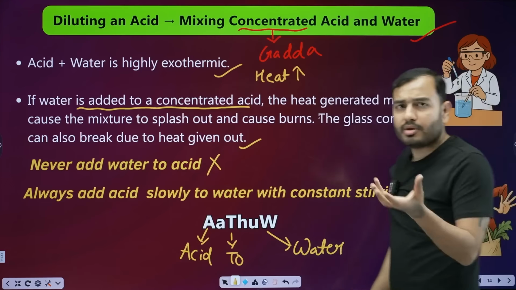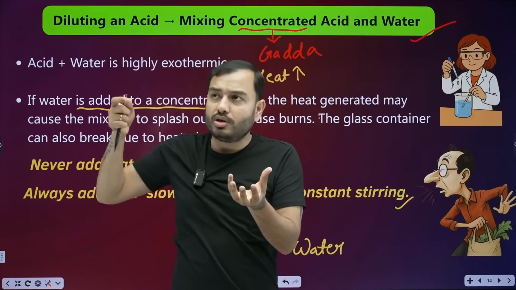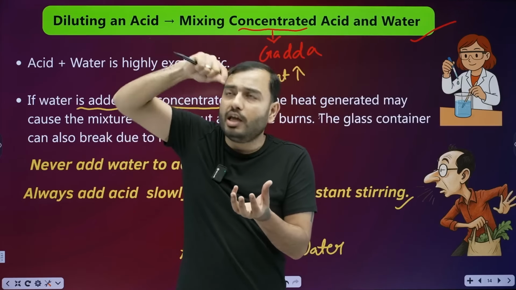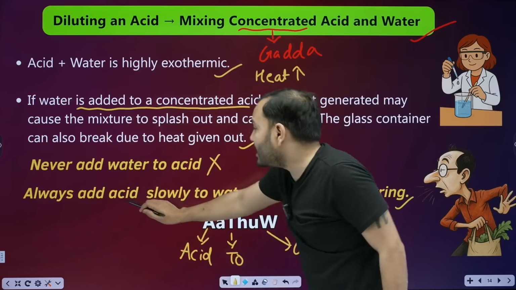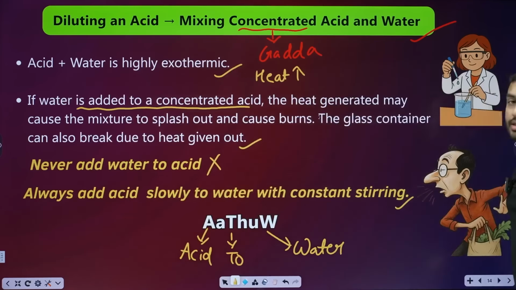With constant stirring. Take water in the beaker first, put 1 drop of acid, yes, nothing happened. Stirred. 1 drop more, nothing happened, stirred. 1 drop acid more. Always add acid slowly to water with constant stirring.